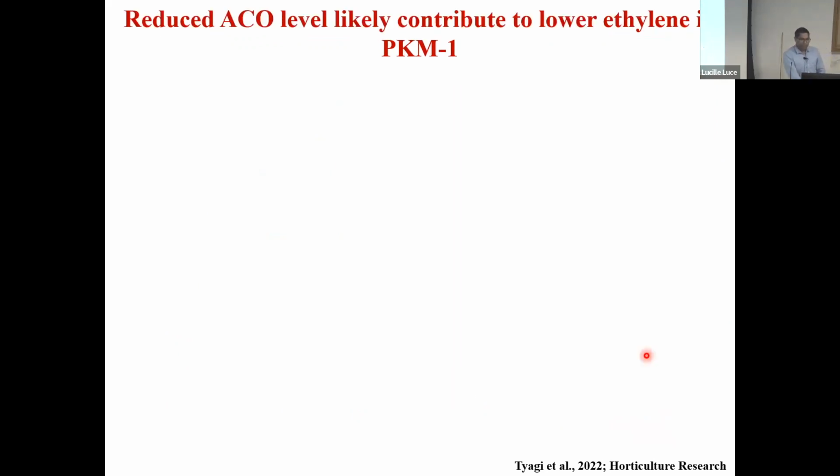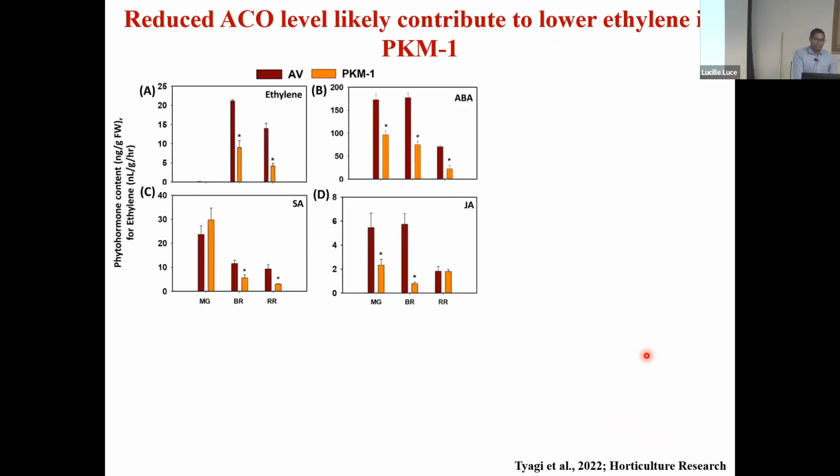So another major difference we have seen is the decrease in ethylene content in PKM at the breaker and red ripe stage. Like ethylene, ABA was also almost half in PKM at all the three different stages. And we have seen salicylic acid and jasmonic acid lower in a stage-specific manner.